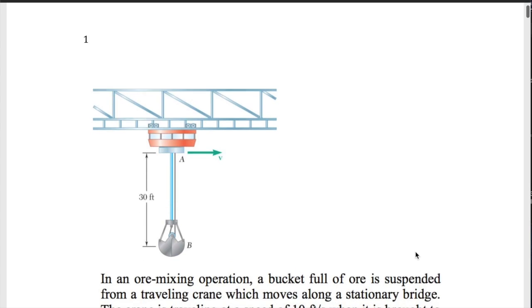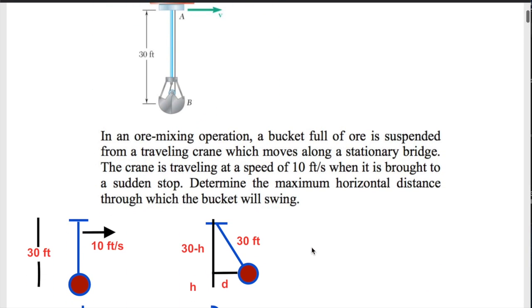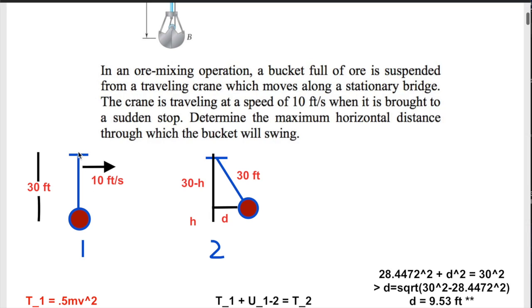So here we got problem 1. This is the one of the bucket full of ore, and we want to find the maximum horizontal distance when the bucket swings. So we draw our free body diagram for state 1, then state 2 once it stops, and there's a swing, and we're trying to find this distance here.